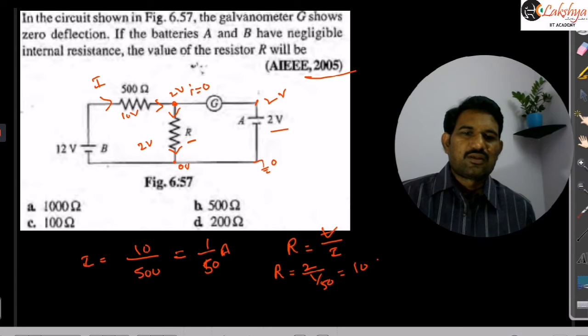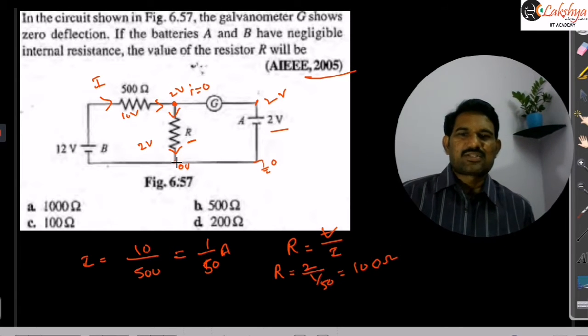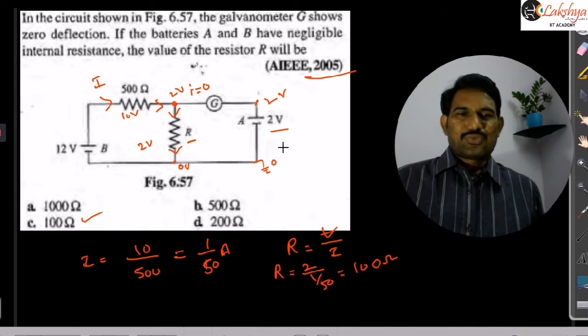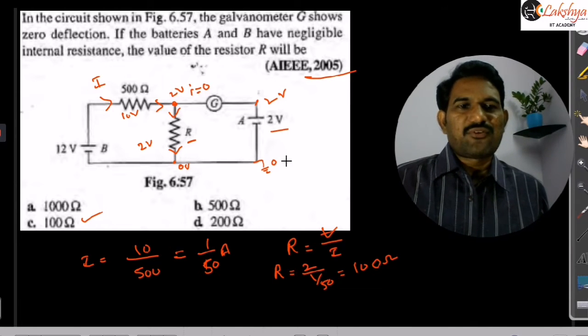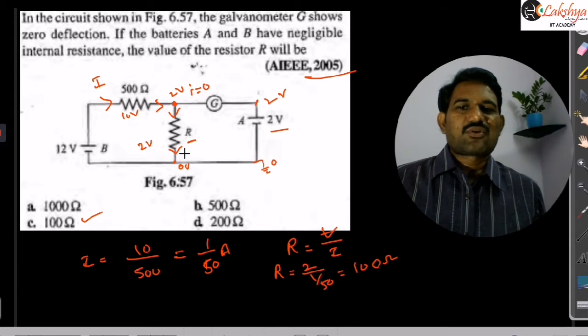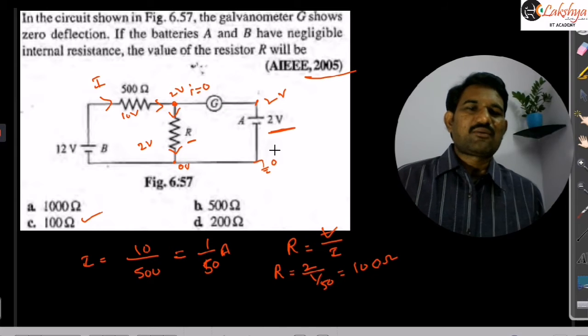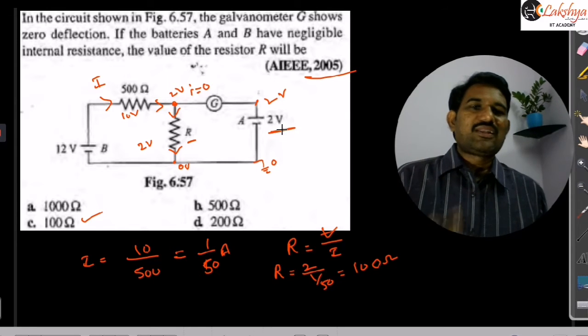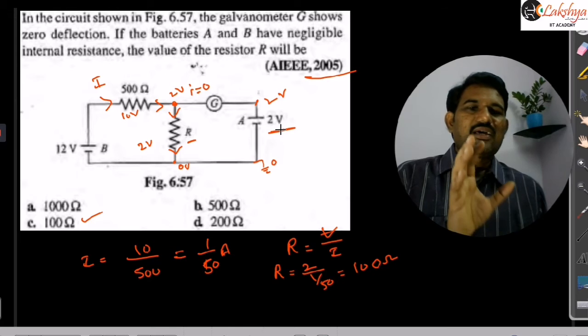100 ohms is the resistance of that resistor there, right? So that is the resistance of that unknown resistance there. The important thing, which is useful for our potentiometer discussion, is that when this galvanometer shows zero reading, the potential difference across this resistance must be equal to the EMF of the cell. Remember this principle; we will use it while discussing the principle of the potentiometer.